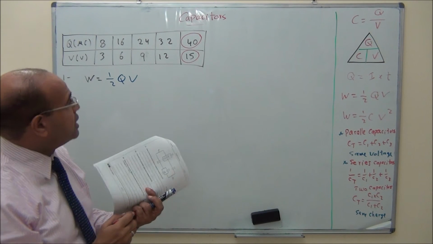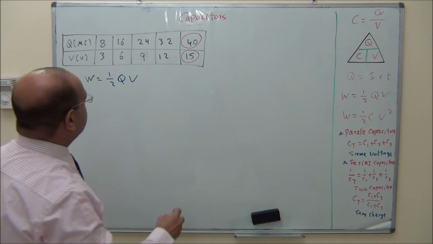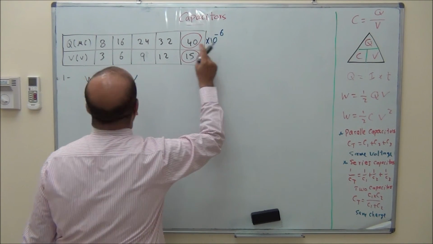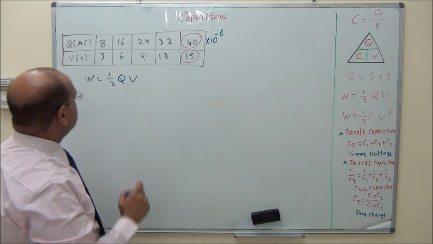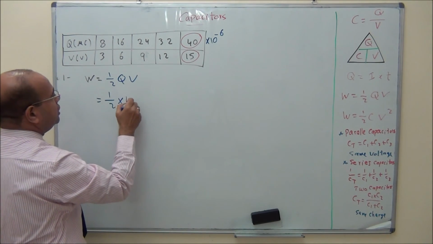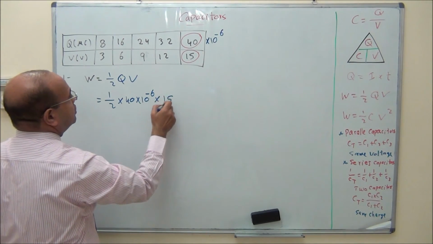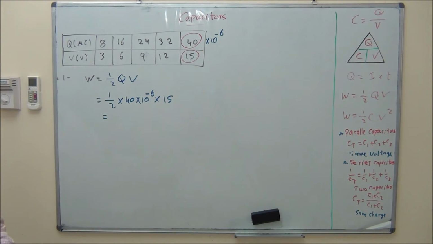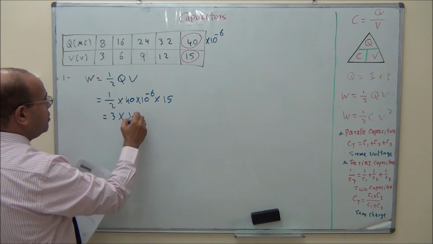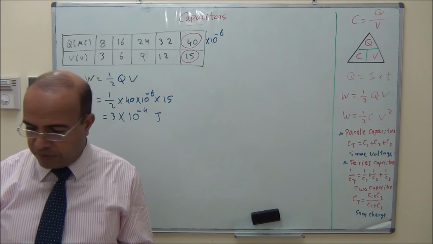So we use the charge as 40 microcoulomb and the voltage is 15. But take care, we have to multiply by 10 to the power negative 6 because it's in microcoulomb. So the answer is half multiplied by Q, which is 40, multiply 10 power negative 6, multiply the corresponding voltage is 15. So we can calculate this value. So when we calculate this, the answer will be 3 multiply 10 to the power negative 4 joule. So this is the answer of the first part.